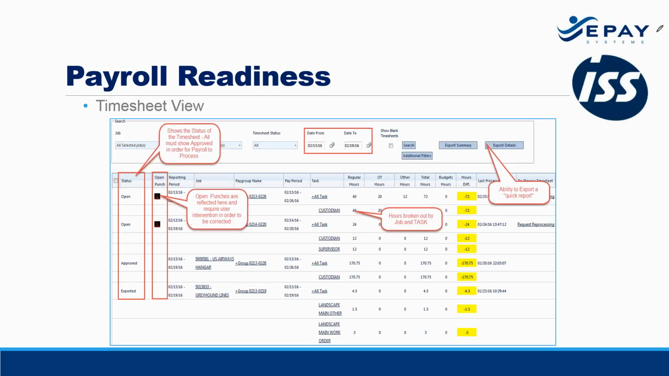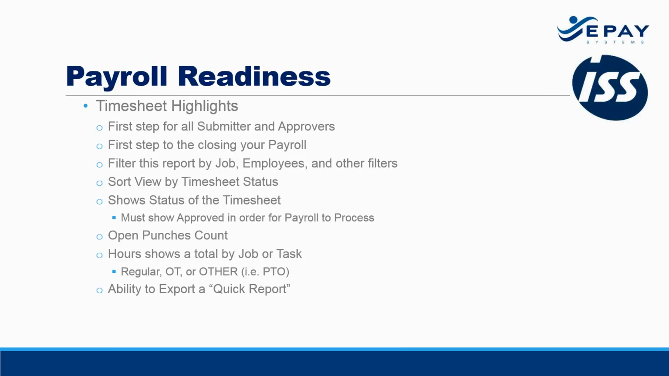We typically don't go into them because they may be of some benefit to some, and some others may never want to use them, but there are filters in there that you can go through and look at. But once again, you can sort this view by the timesheet status. You can go through there and show the statuses of all the different timesheets. You've got to make sure everyone's approved, obviously, before the payroll process begins. You can see what your open punches are. You can always export this into a quick Excel report as needed. So, just some quick highlights on that timesheet view.